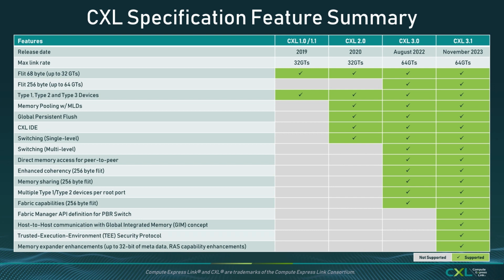All right, so this is the feature list again. Mahesh went over the first 3, and just highlighting again the 4 new features as shown in this table for 3.1 are closing the PBR definition with the Fabric Manager API, the host-to-host communication through the global integrated memory for port-based routing, the TSP definition for the security protocol, and the memory expander enhancements, those RAS capabilities and the 32 bits of metadata.